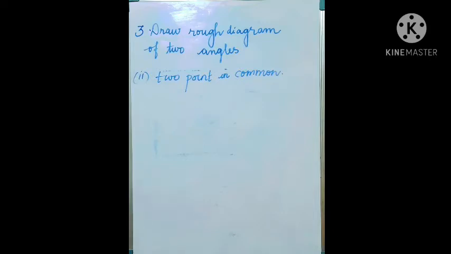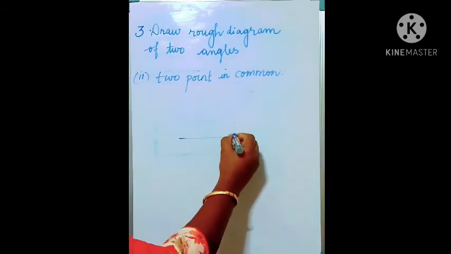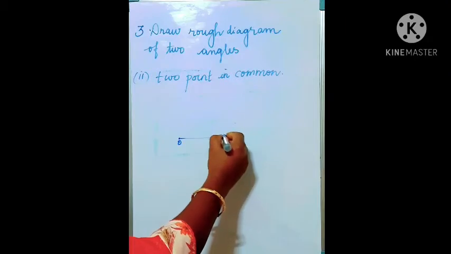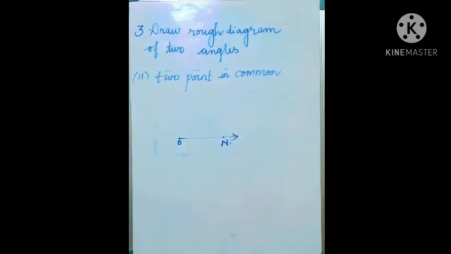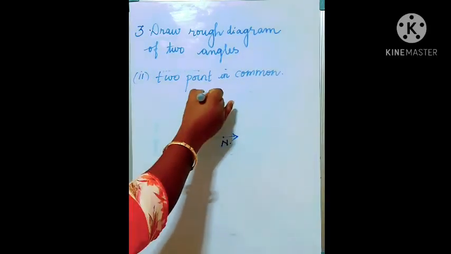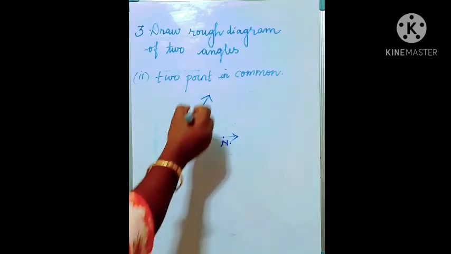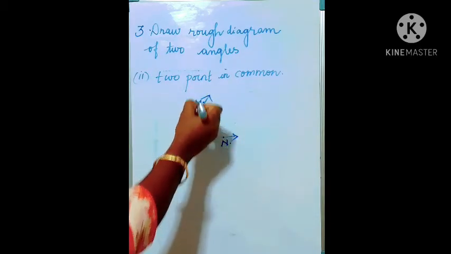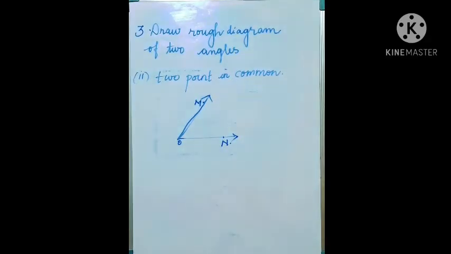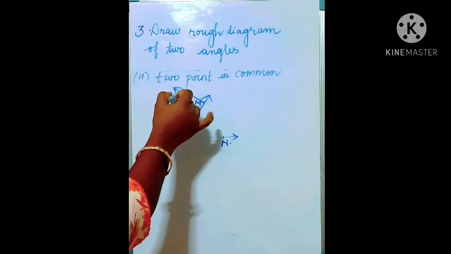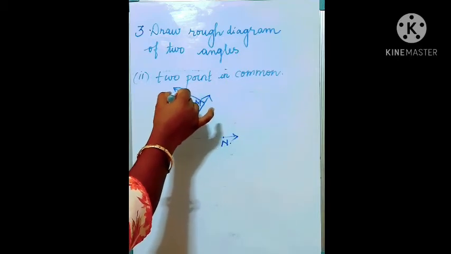So how to draw this first? First you have to draw a line. This is O and this is N. You can name any letter, but you write it correctly. Next, with this line, you draw another ray and mark it as M. And with this point, you draw another ray, which is R.